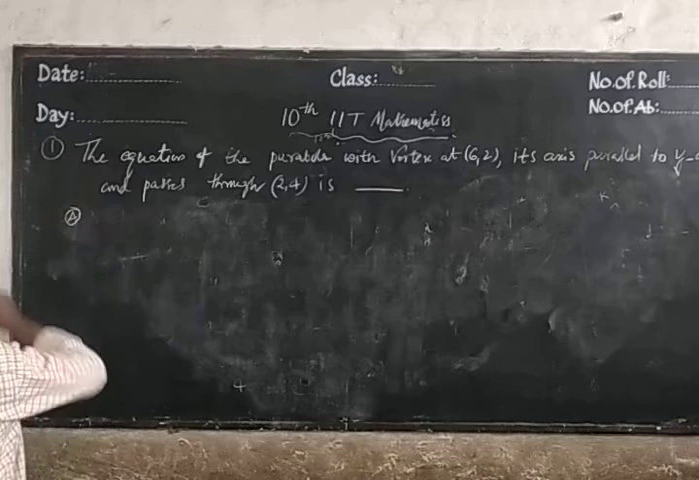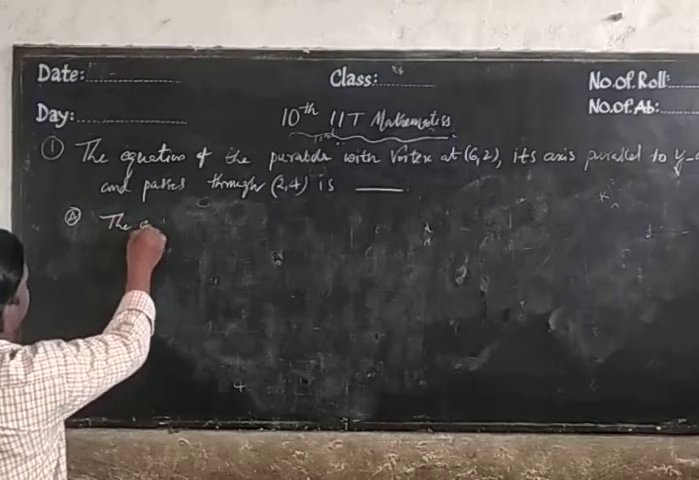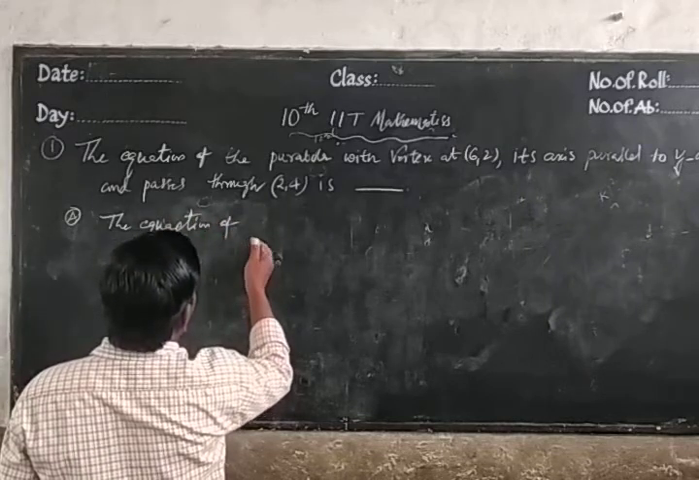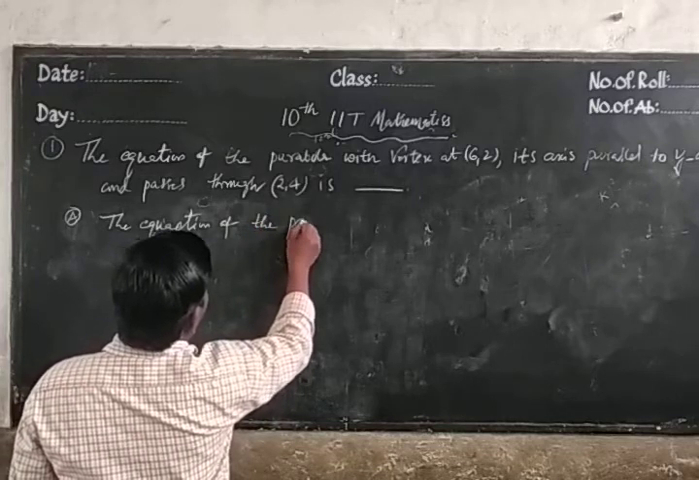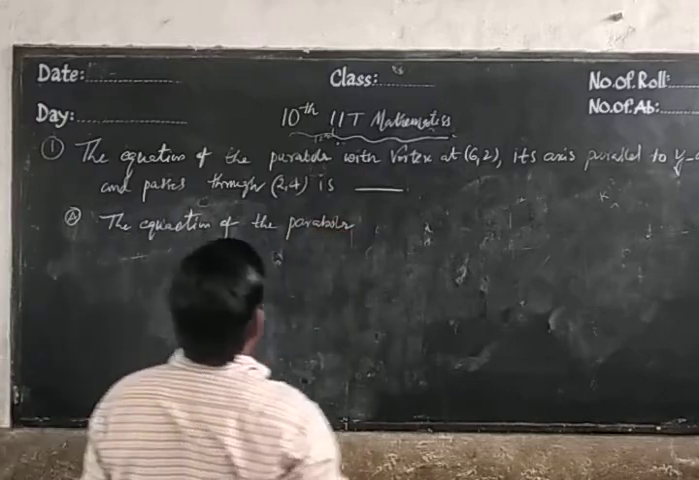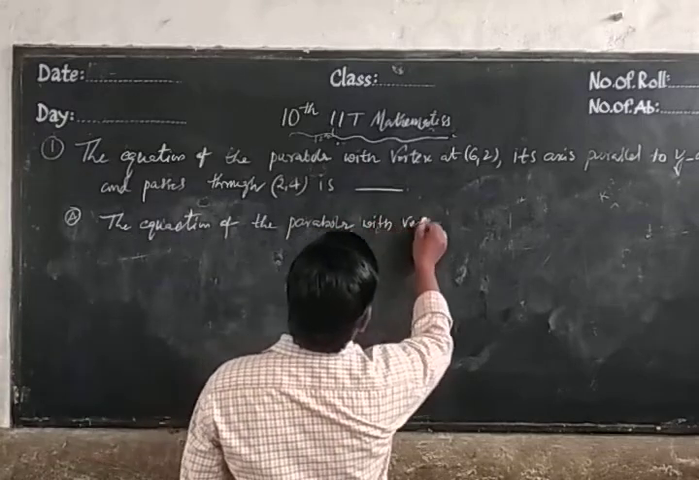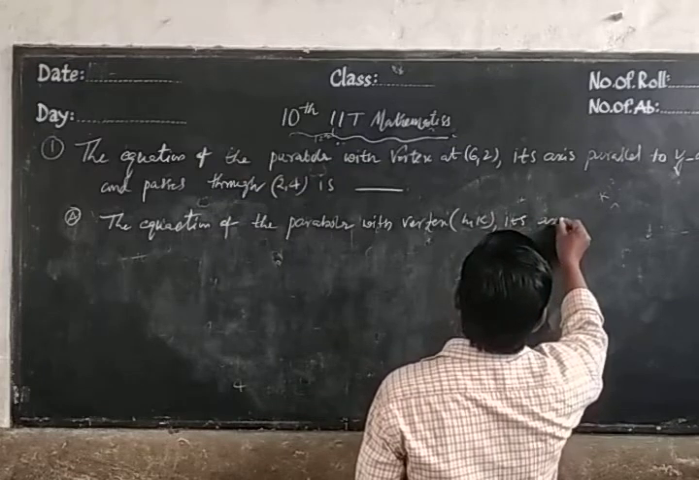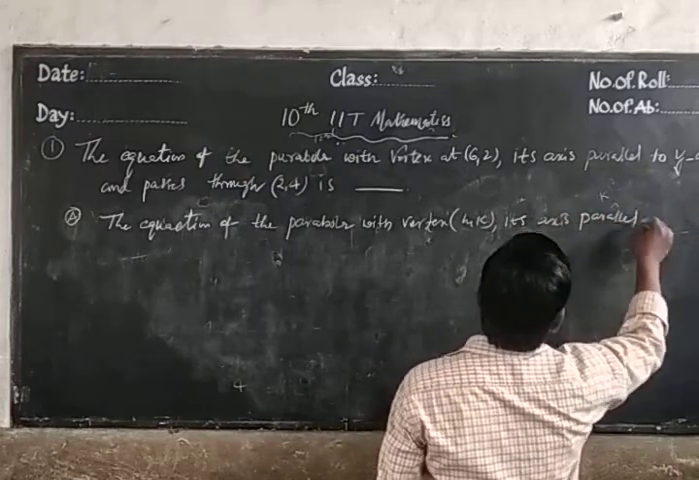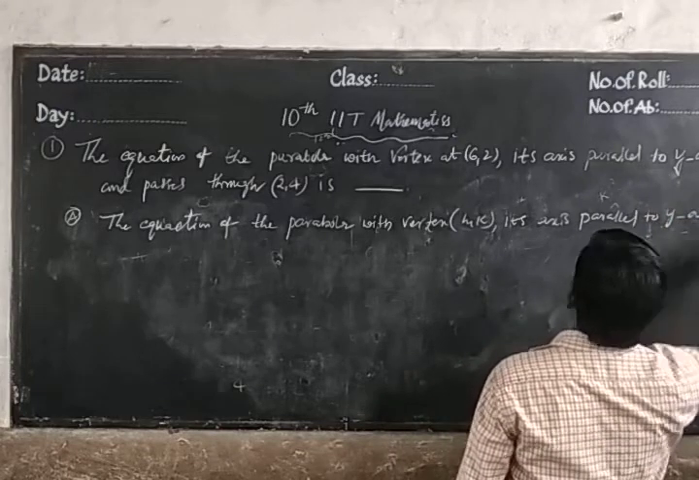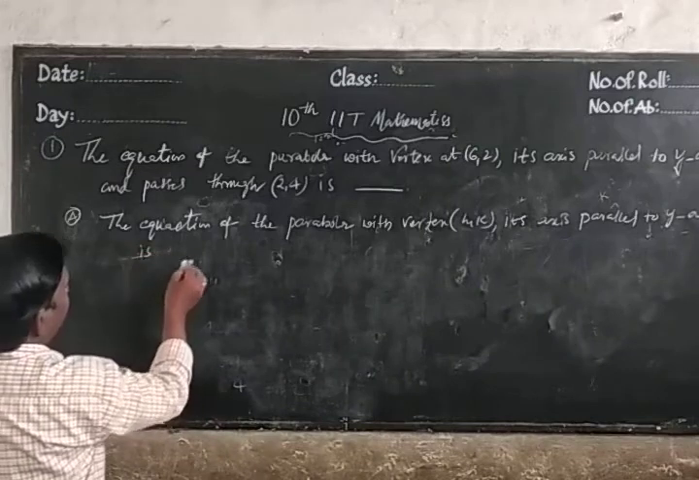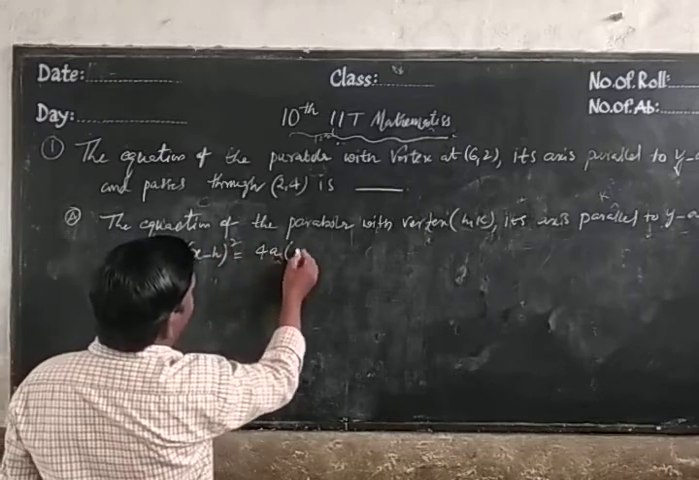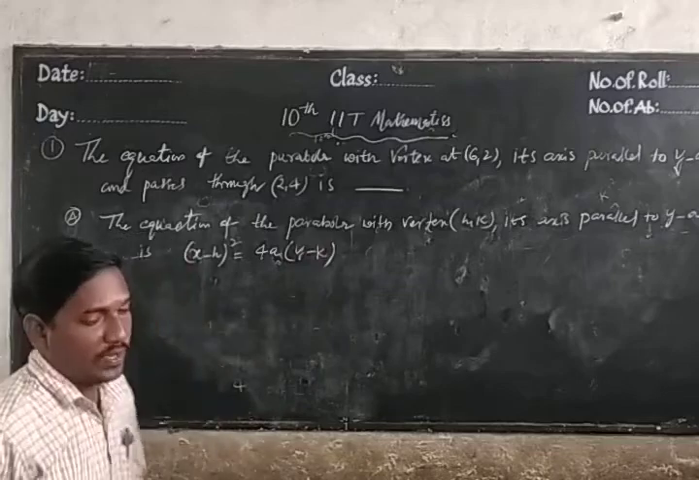And the equation of a parabola with vertex (h, k), its axis parallel to the y axis, is (x minus h) whole square equal to 4a into (y minus k).